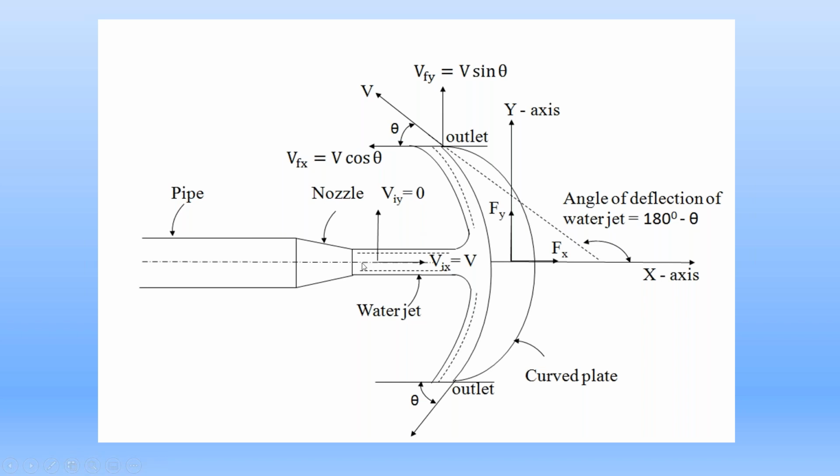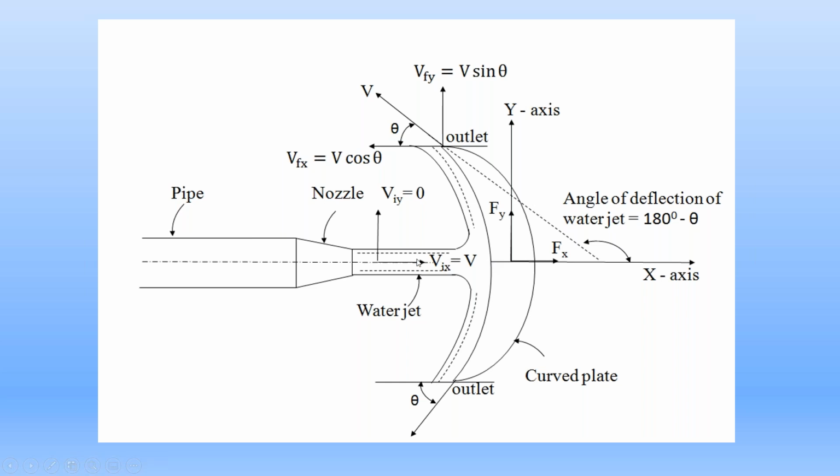The water jet is horizontal. This is the symmetrical curved metal plate. The top half portion is same as the bottom half portion. That is the symmetrical curved metal plate. The water jet is horizontal. It is hitting this symmetrical curved metal plate at the center. This is the central impact.